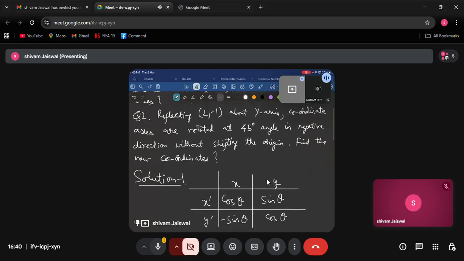Number 2 also I'm solving. Pay attention. 2 comma minus 1, about y axis, we need to reflect. Sir, could you give 1 to 2 minutes? 2 minutes. Yes. Okay, quickly send.